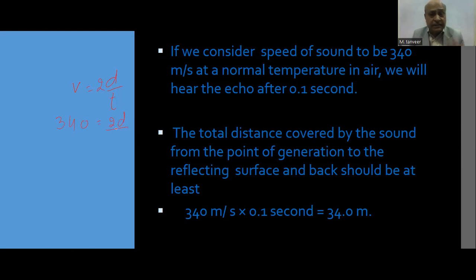Now we are calculating the minimum distance for echo. Time is 0.1 second, the time duration for which sound persists in our brain, that is 1 by 10 second. So instead of time, we will write 1 by 10 or 0.1 second. When a person hears a sound, its effect on our brain lasts 0.1 second. So the formula for speed is V equals 2D over T. The velocity of sound in air is 340 meters per second.